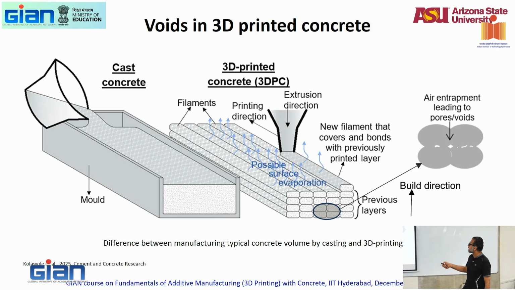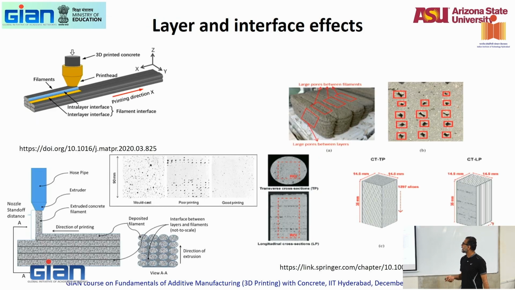Now, one more thing. Remember, this is the extrusion direction. So the printing is happening in this direction. Correct? The materials are being printed in this direction. Layers are being built up in this direction. And there is this direction also in which all these layered voids are there too. So you really have 3 directions to take care of. Okay. So layer and interface effects, the same ideas I told you.